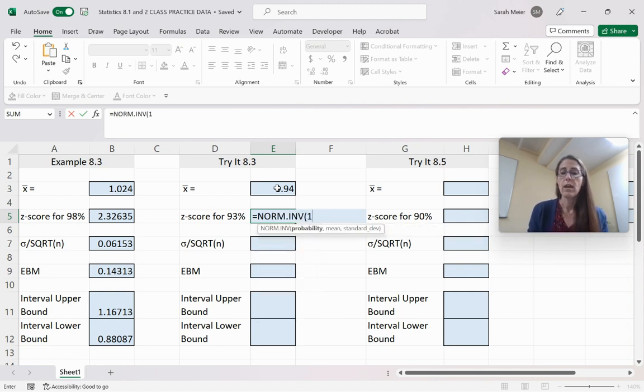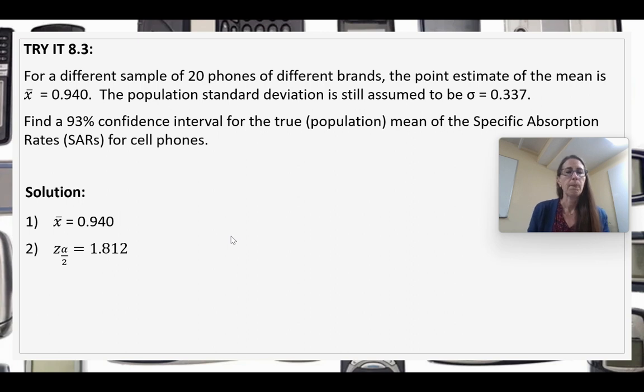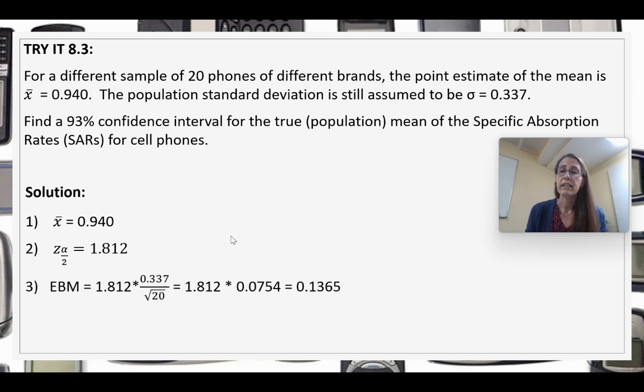So NORM.INV 1 minus, in parentheses, what is 100 minus 93? It's 7. As a decimal, it's 0.07. Divide that by 2. 1 minus alpha over 2. We always use the mean of 0 and the standard deviation of 1 because we're talking about getting a z-score, so it's the standard normal distribution. So we get 1.812.